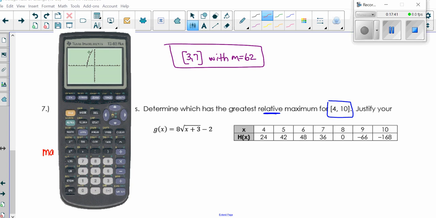I can see that my function just kept going up here, so I'm going to change my window a little bit, and I'm going to change the y maximum to 50. I can see my function keeps going up, and you can see that it's going to continue to go up. It's just going to keep going up. It's a square root function. It's going to continue to increase.